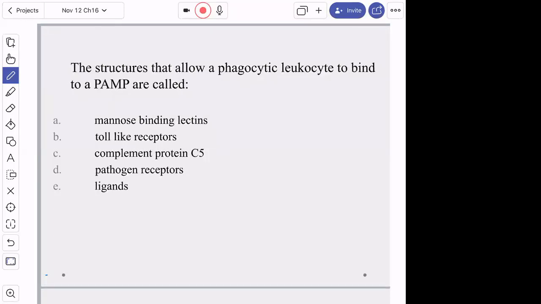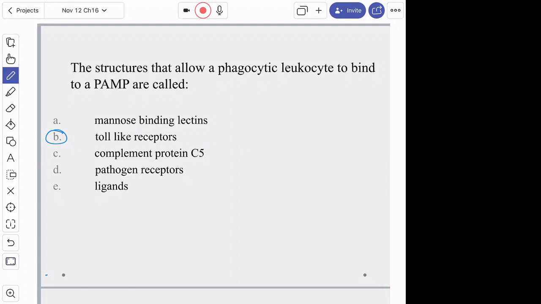Okay, so I wanted to give you a couple questions from chapter 15, just to warm up your brain a little bit today. Hopefully straightforward definition type questions. So the structures that allow a phagocytic leukocyte to bind to a PAMP. Remember, PAMP stands for pathogen associated molecular pattern. What structure is that? That's the TLR, the toll-like receptors. So, a straightforward question there.